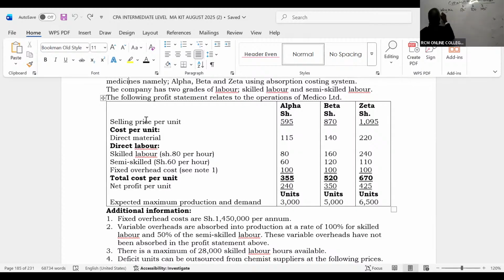Then we say less variable cost only, less VC. So I am able to see material cost. I'm simply copying them fast. So material cost, we have 115, 140, 220. After material cost, the next one that I can see there is skilled labor. So skilled labor, I can see 80, 60, 240.